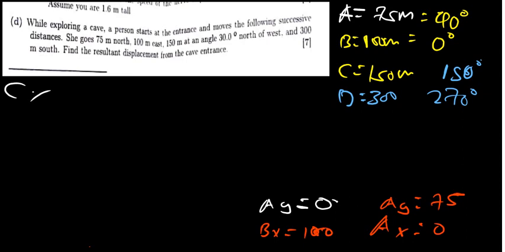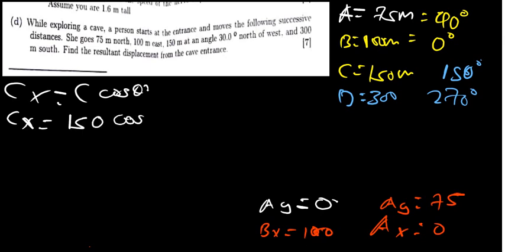I'm going to say Cx is going to be C cos theta. Cx is going to be, C is 150. 150 cos 150. What is 150 cos 150? Come on.